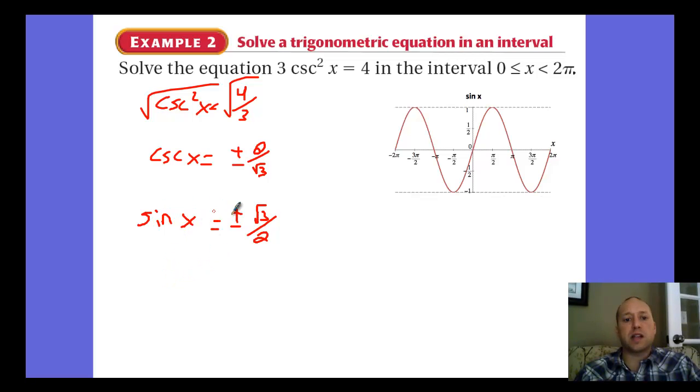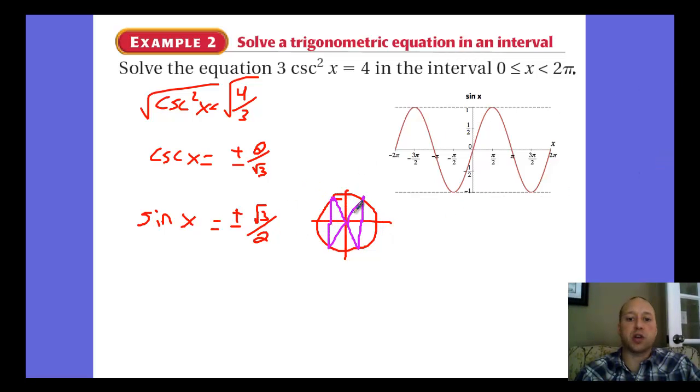And so I'm looking where is sine not only positive root 3 over 2, but also negative root 3 over 2. So this is similar to the last problem we just did, where our sine is root 3 over 2. So we have the pi thirds and the 2 pi thirds. But then we also have the negative. And so our y values could be negative or going downward. And so we have 4 different angles.